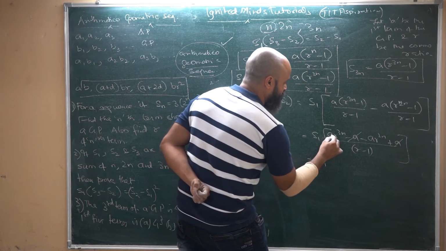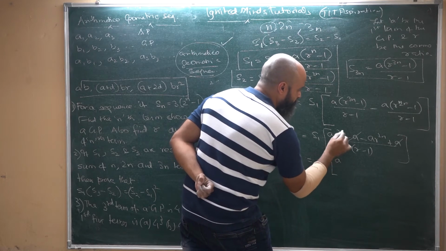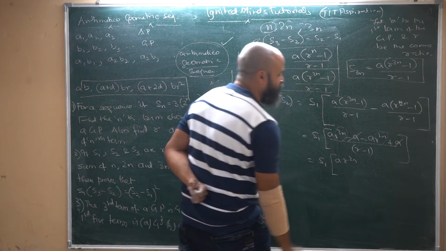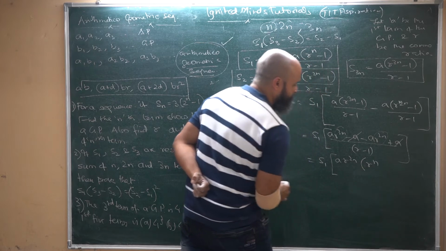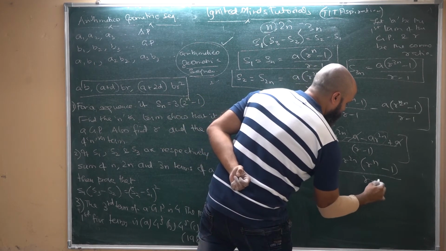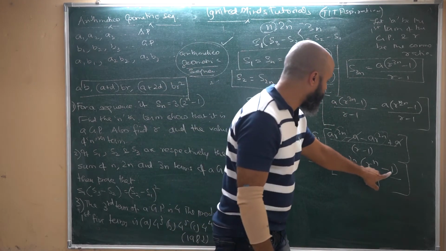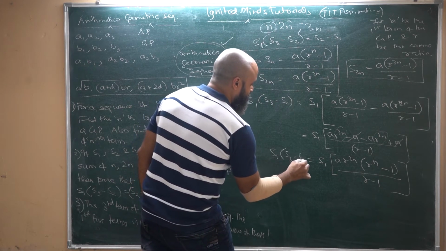We will have here S1 into A, which we can take out as common. We have here R^3n and we have here R^2n. So we can take out R^2n as common and we will have here R^n minus 1 upon R minus 1. So this is S1 into A R^2n (R^n minus 1) upon R minus 1. So this is S1 into (S3 minus S2).